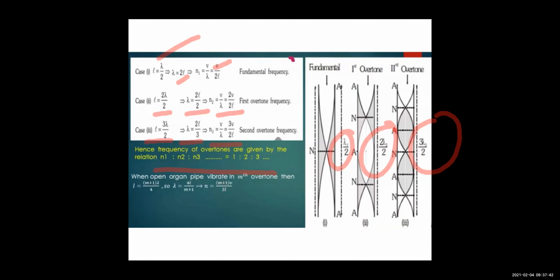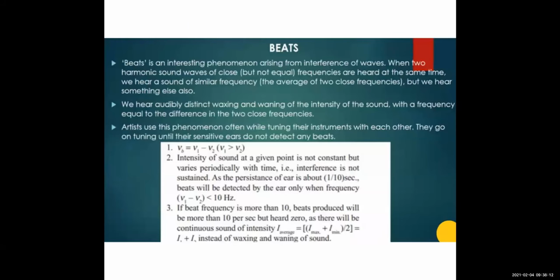Right? Now we know that the length for the closed organ pipe, L, is (m plus 1) lambda by 4. If you make lambda the subject of the formula, that will be equal to 4L upon (m plus 1). And frequency is velocity upon lambda. So it is V upon 4L upon (m plus 1). So it is (m plus 1) into V upon 4L. So these are the vibrations of air column in closed organ pipe and in open organ pipe.